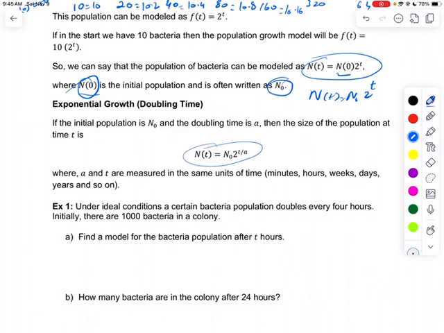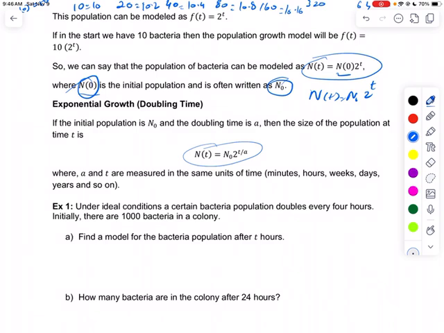Not everything will generate or deliver exactly 2 offspring every time, so this is a special case. A and T are being measured in the same units of time, which can be minutes, hours, weeks, days, years, or whatever. Okay, so let's look at example 1 here.